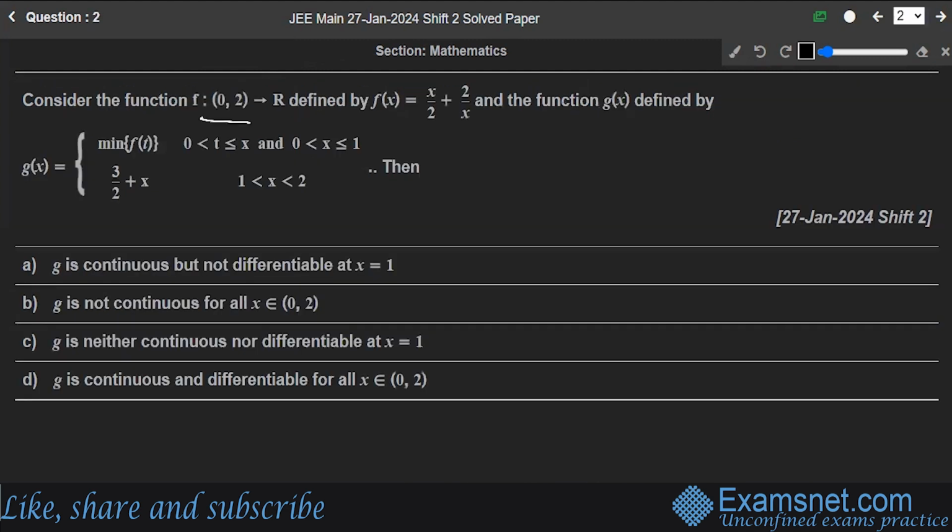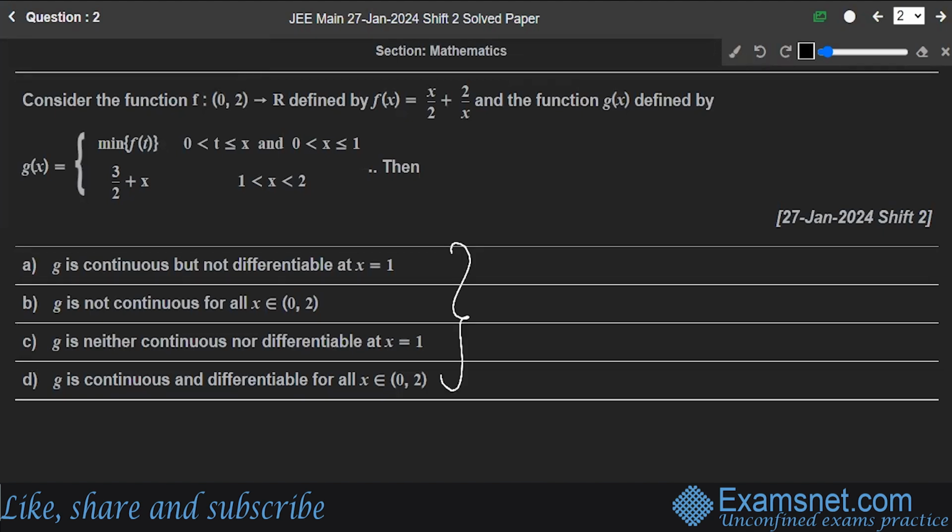Consider the function f from 0 to 2 to real numbers such that fx is defined by this, and gx is defined by minimum of ft for t belonging to 0 to x, for x lying between 0 and 1, and it's given by this function for x lying between 1 and 2. Then which of the following is true about the gx function?